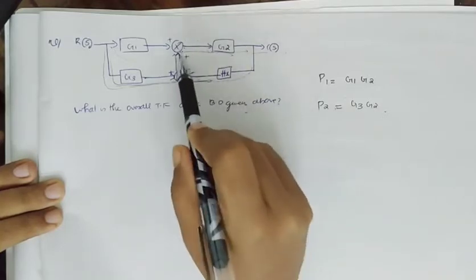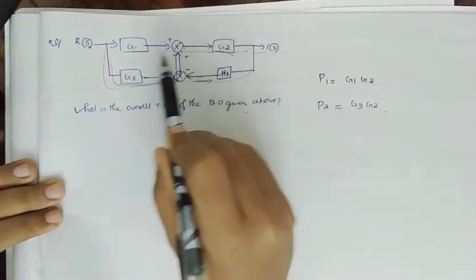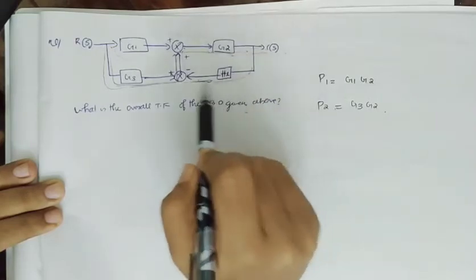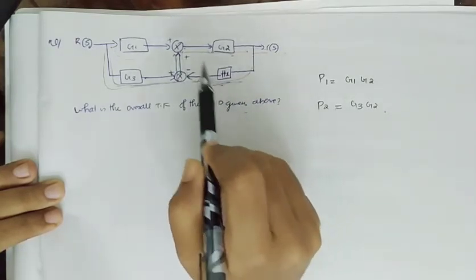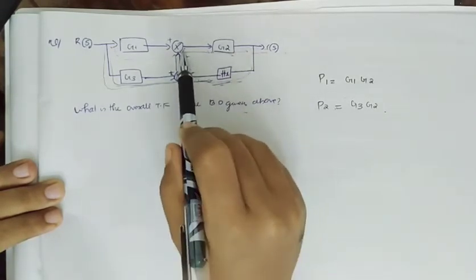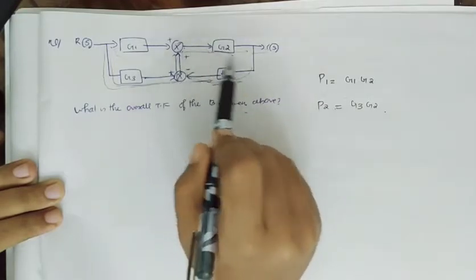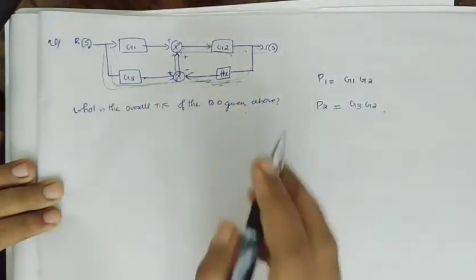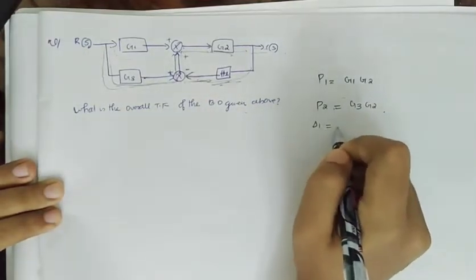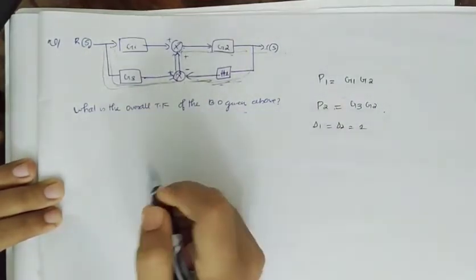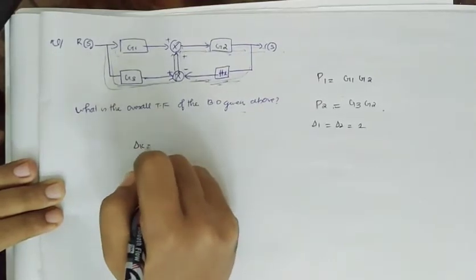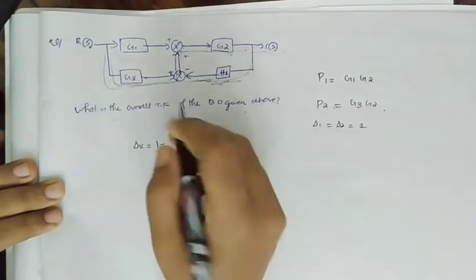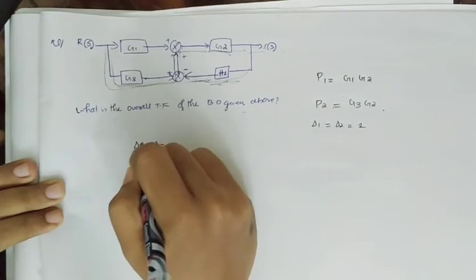So this loop is connected to the first forward path, right? The loop is connected to a forward path, so there are no non-touching loops. And this one also is connected. So we can write delta 1 is equal to delta 2 is equal to 1 itself. And what is delta k? Delta k is equal to 1 minus the overall delta.